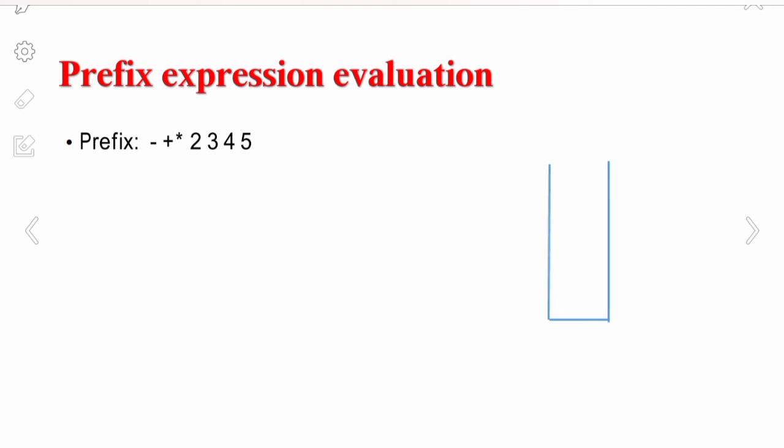So next one is the evaluation of the prefix expression. This is the given prefix expression, and we have to evaluate it. Normally in the case of an infix expression, 2 into 3 will give the value 6. But in this type of expression, we cannot solve it directly, right? So for this we are going to use a stack to evaluate prefix expressions.